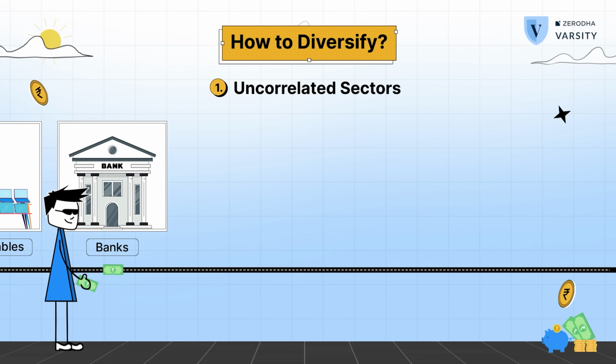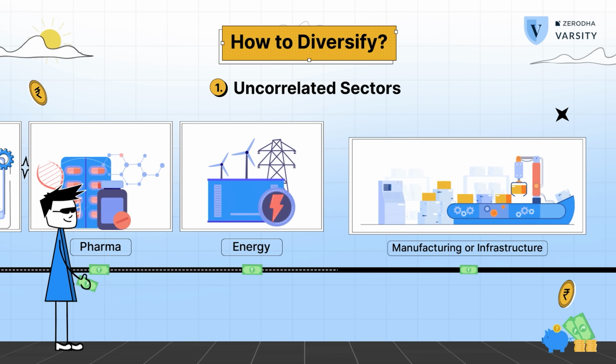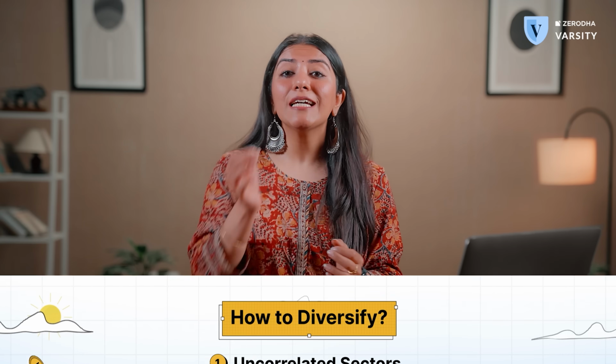If something goes wrong with the economy or people start spending less, all these stocks will fall together. A properly diversified portfolio should include other sectors as well, such as banks, IT, pharma, energy, manufacturing, or infrastructure, so that different parts of your portfolio react differently to the same economic situation.